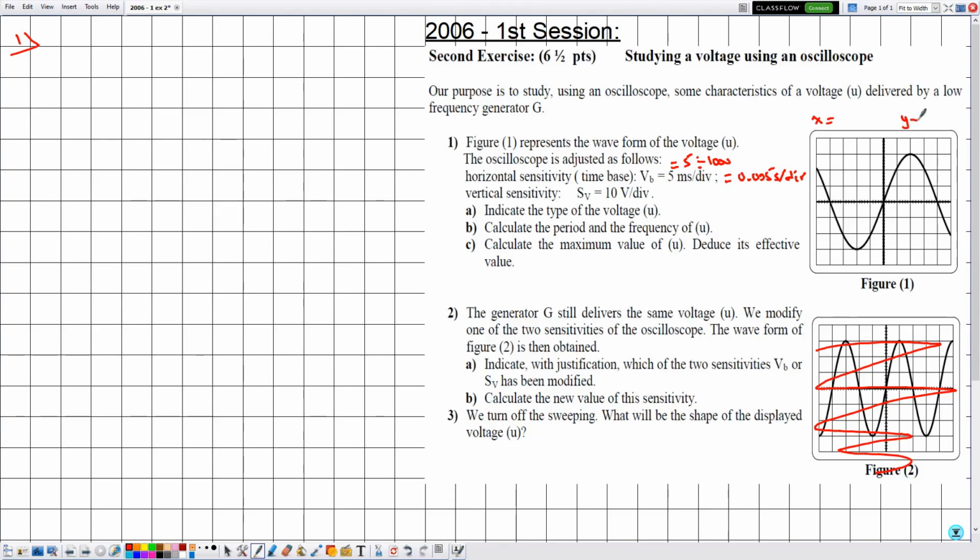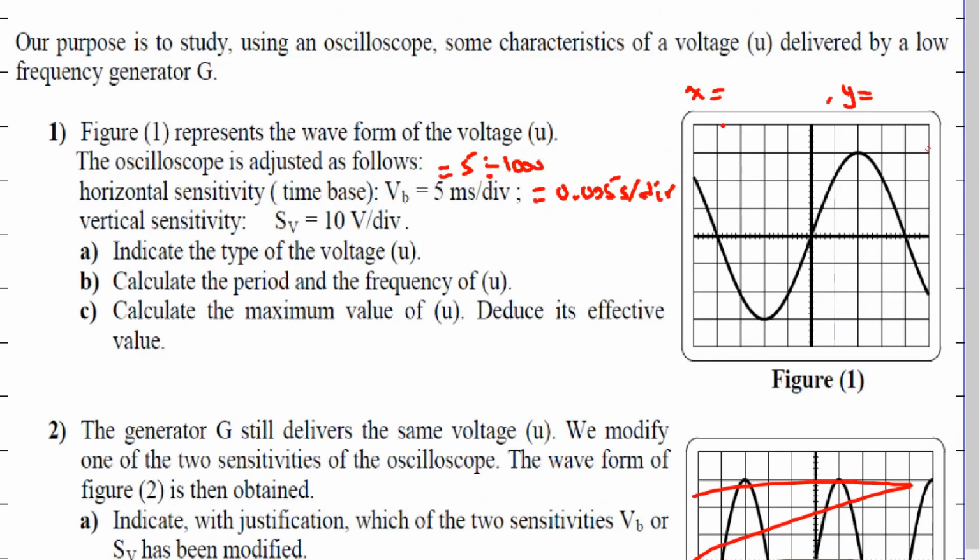which represent the number of divisions along the x-axis and the y-axis respectively. So x represents the number of divisions between two consecutive peaks. Here, the peaks that we have, this is of negative value and this is of positive value. Then we cannot count the number of divisions between these two peaks because one of them is negative and one of them is positive. We need to count the number of divisions between two consecutive peaks. Either both are positive or negative.